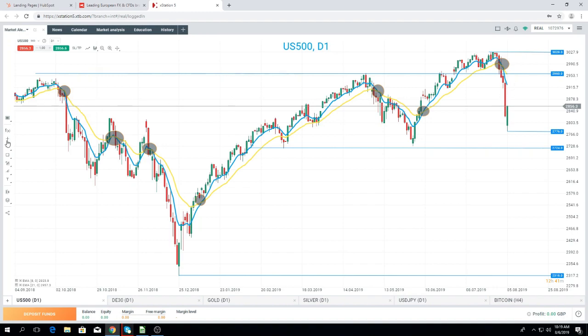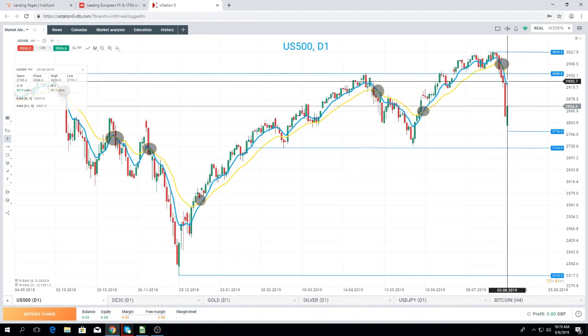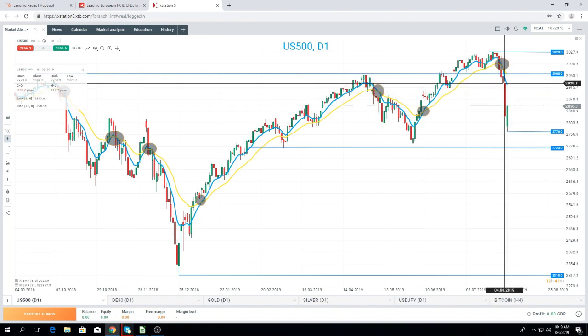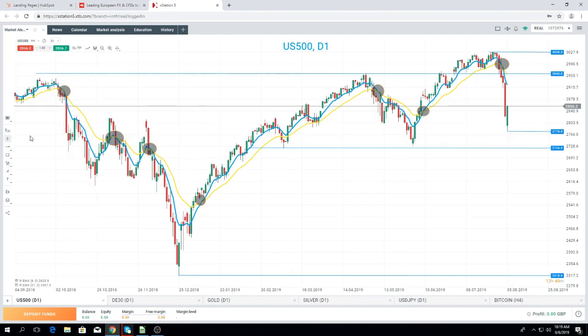You can see here the US 500 tumbled significantly. It began the day around 29.30 and fell all the way down to lows of 28.20. So over a 100-point drop here, around 3.5% for the US 500.